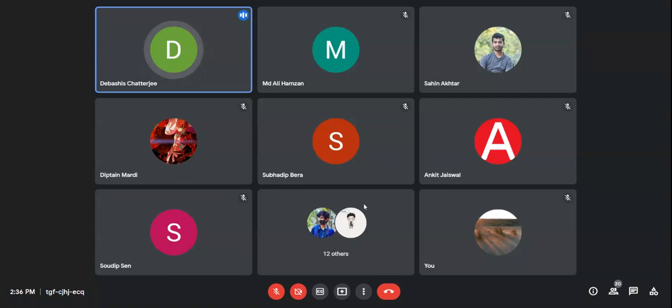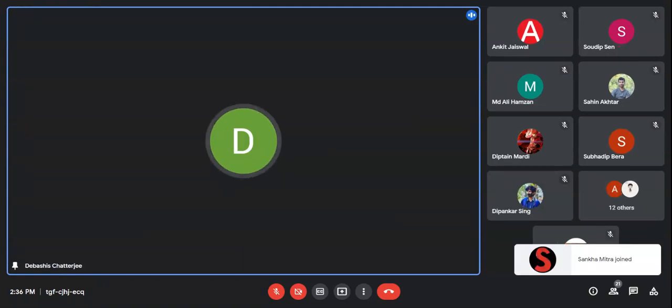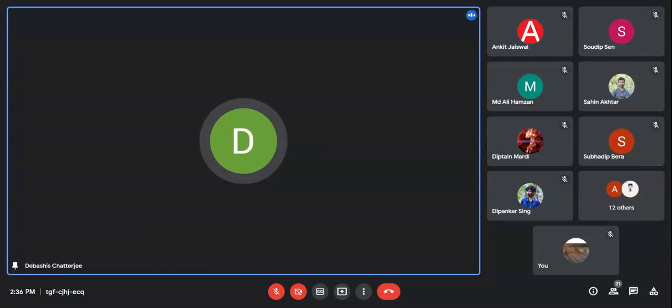Parameter means, say, efficiency, and then say load characteristics, torque speed characteristics, like that. Yeah.